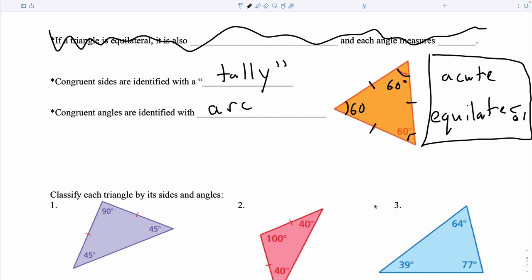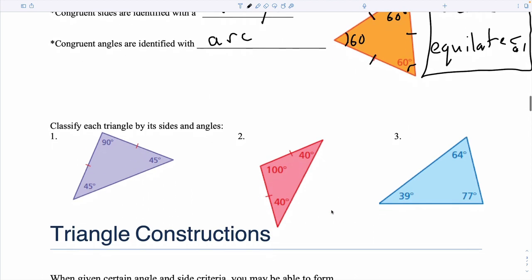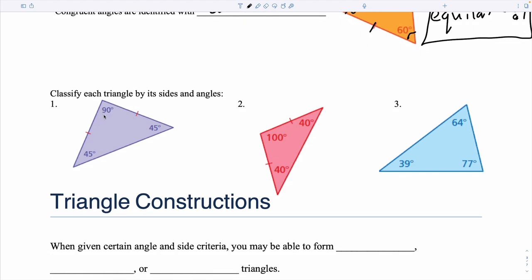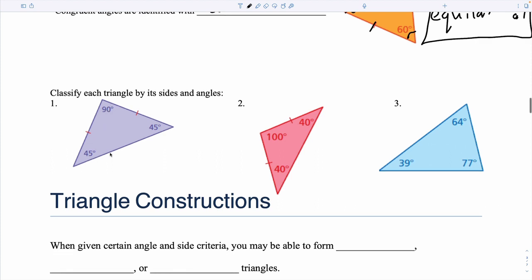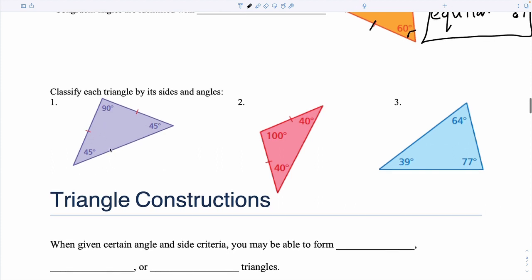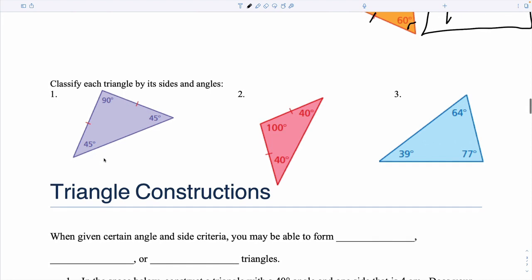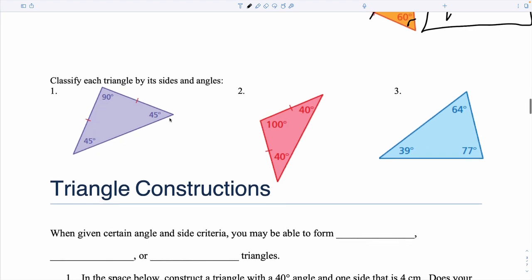Acute equilateral. You're going to do the same thing with these 3 triangles. Start out by looking at the angle measures. Is this acute, right, or obtuse? Acute, right, or obtuse? Turn and talk, 20 seconds, go. If you get the angles and your partner agrees, figure out what the lengths are going to be. Scalene, isosceles, or equilateral.